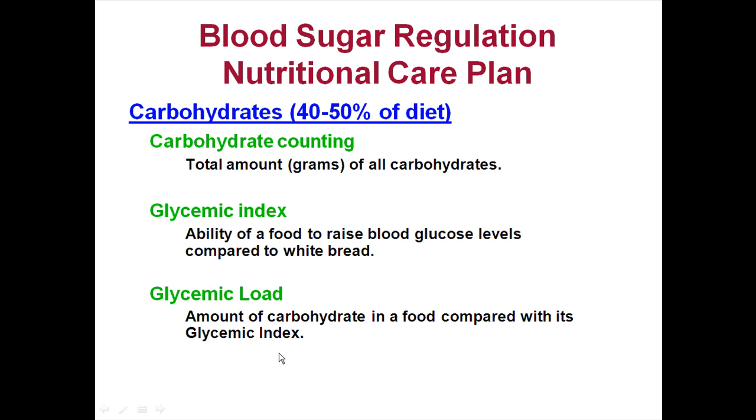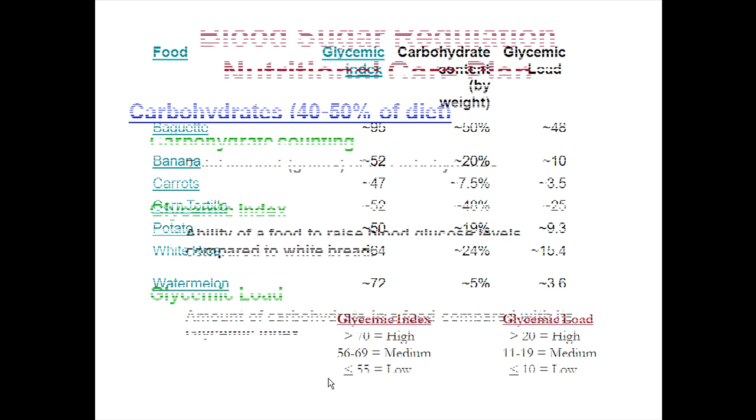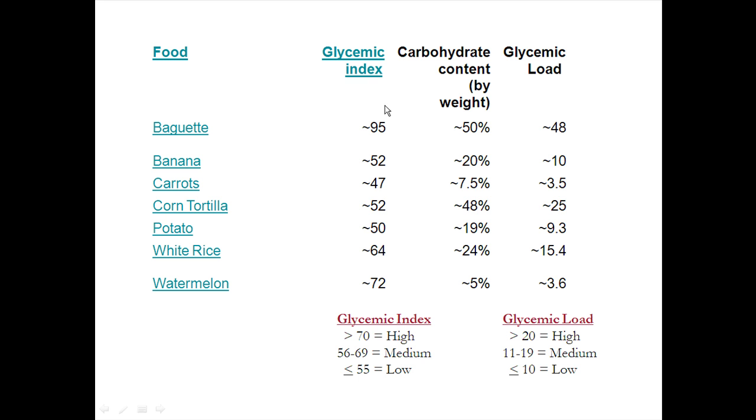And then glycemic load would be basically this: you may have a food that has a high glycemic index, but if there's not a lot of carbohydrate in the food, then it's not going to be a very big factor. So it'd have a low glycemic load. Just as an indication, a corn tortilla has a glycemic index of 52, but it has a glycemic load of 25, which is considered high. But watermelon has a high glycemic index, but since there's not much carbohydrate in it, it has a very low glycemic load.